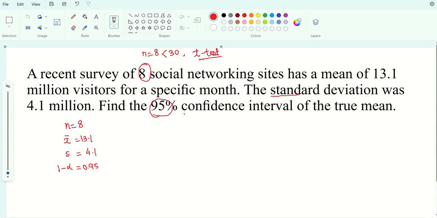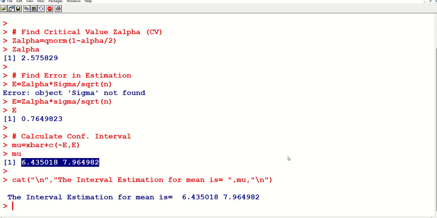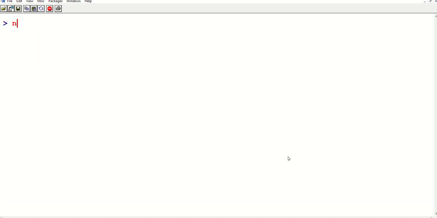What do we need to calculate? Same type of question: the confidence interval for the mean. But the problem here is that in this question we need to use the t-test. In the previous question we were using the z-test. Here we are using the t-test. Okay, let us clear the screen and type all values.